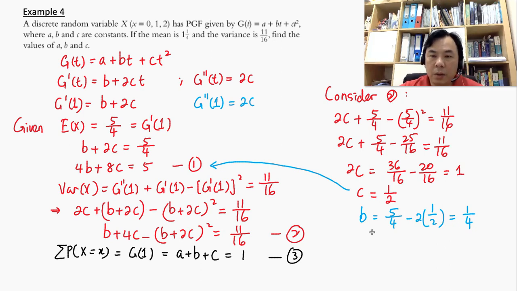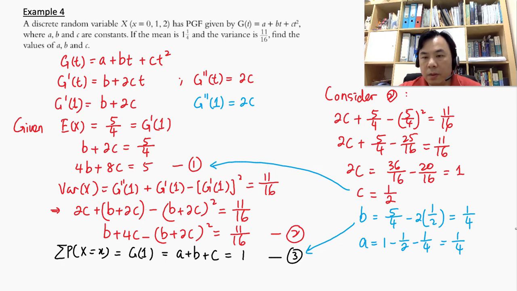Lastly, I'm going to consider equation number 3 now. From here, I will notice that A plus B plus C is equal to 1. Therefore, A must be equal to 1 minus a half minus a quarter here. So that must be a quarter also. I hope that is clear at this point. We have already found all the answers for A, B, and C using all the information that we have.